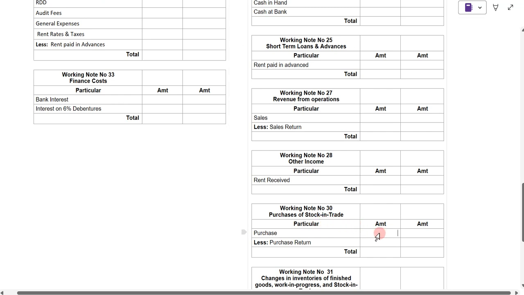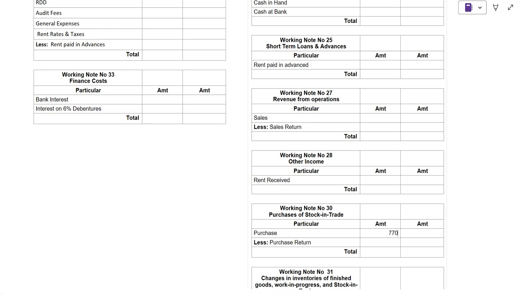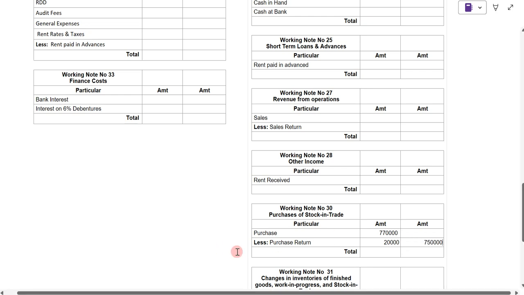Purchase, total purchase is 7,70,000. From 7,70,000 less the purchase return. Purchase return is 20,000. In the outer column, 7,50,000 will be the remaining balance. Okay, now this purchase return will not have the second effect. It is only one effect: from purchase, less the purchase return.